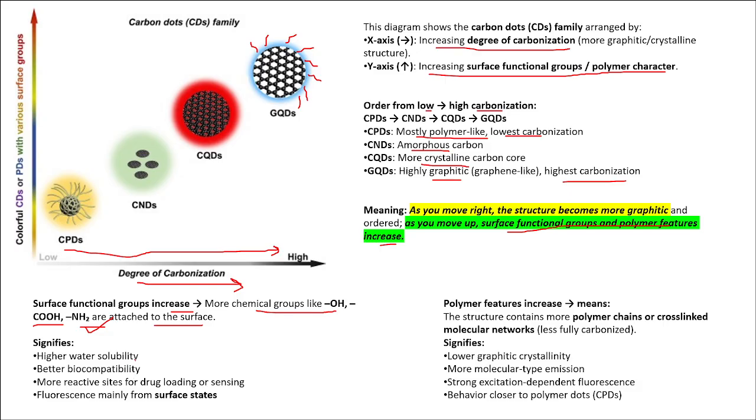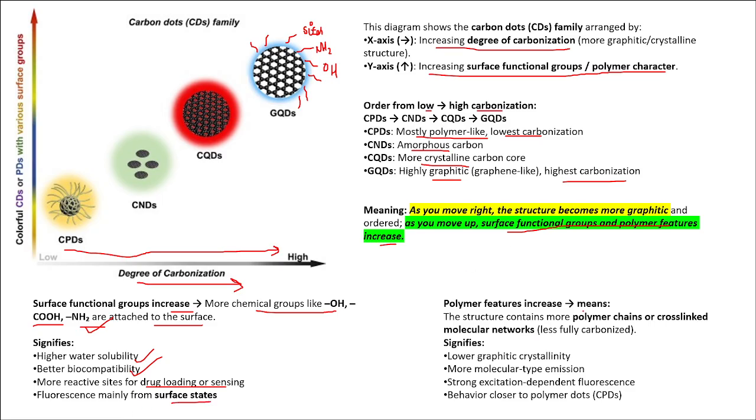There would be higher water solubility, better biocompatibility, and since these functional groups will offer sites for further bioconjugation, they will offer sites for drug loading or sensing, because they'll have functional groups, maybe NH2, OH, etc., which can offer sites for drug conjugation, and fluorescence mainly from surface states.